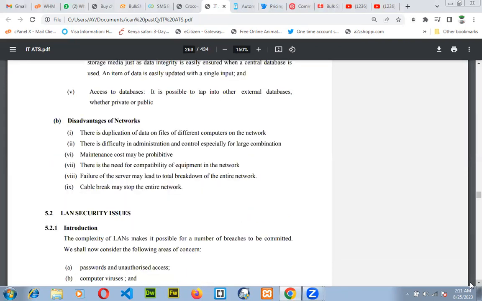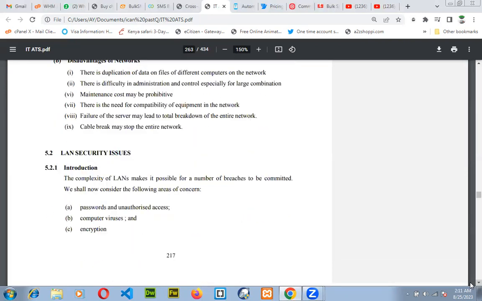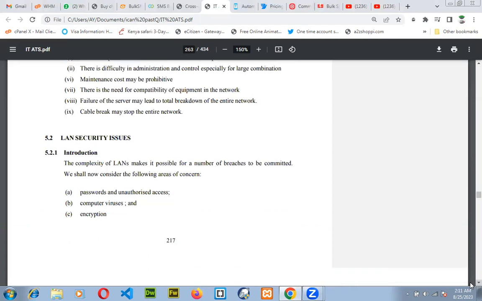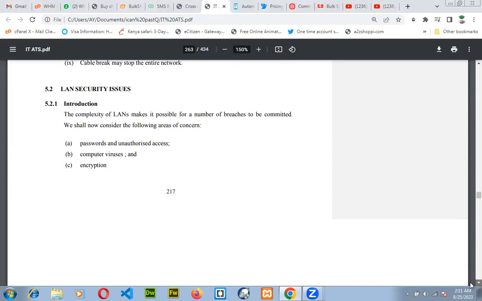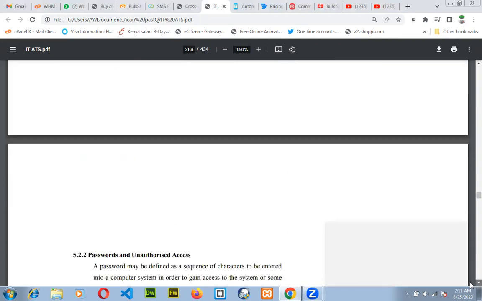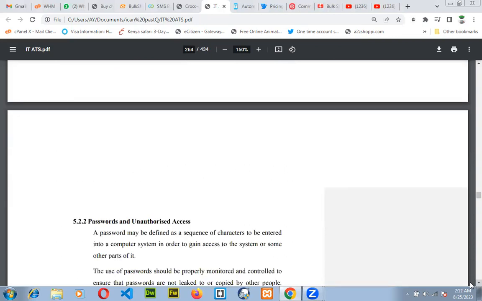LAN security issues. The complexity of LAN makes it possible for a number of breaches to be committed. We shall now consider the following: password and unauthorized access issues. These are network security issues. Computer virus issues. Encryption issues.